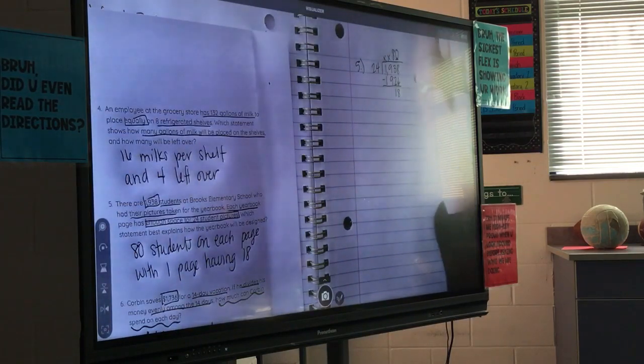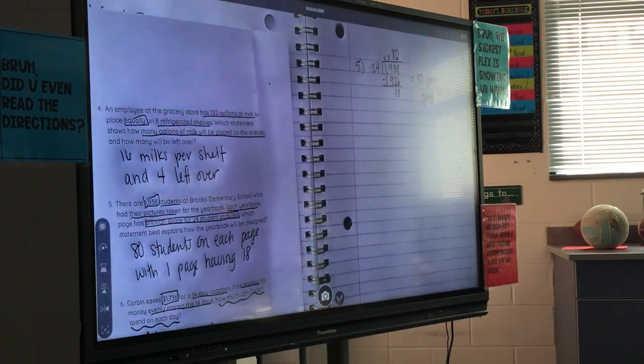So technically your answer is 80 pages and then 1 page with 18, like 18 people on it, because technically 18 is our remainder. And we can't just get rid of those 18 people that had their picture taken. That wouldn't be fair to them. Does that make sense? All right.